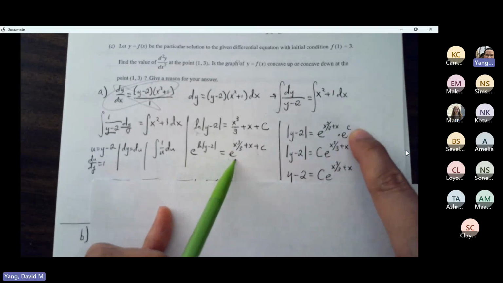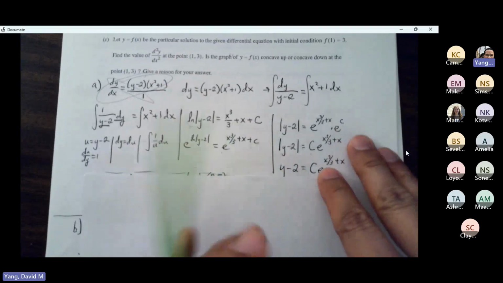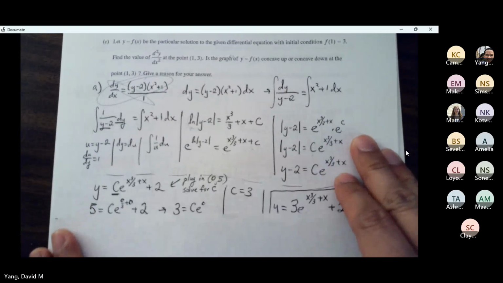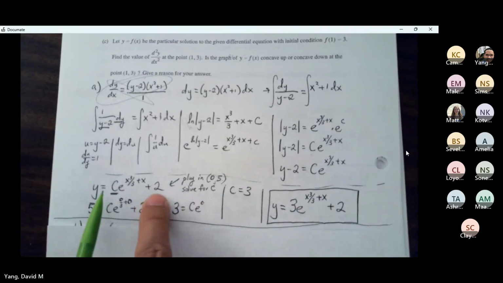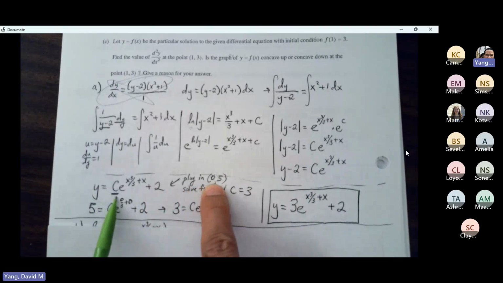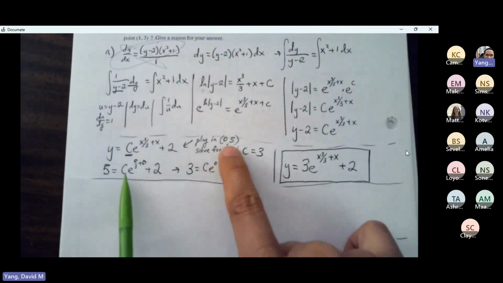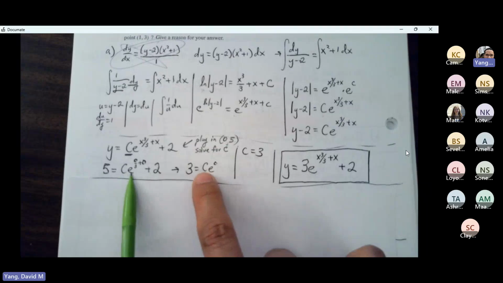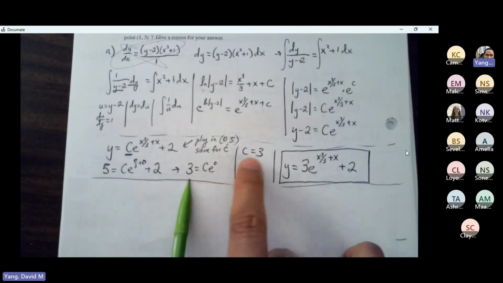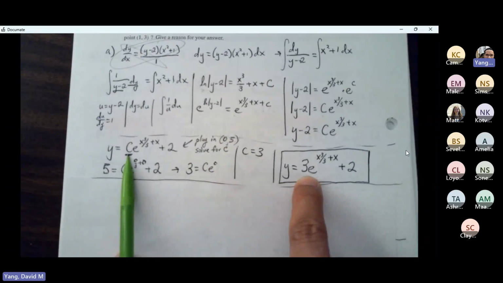Replace e to the c with just one big uppercase C, bring that in front, drop the absolute value because the C will just absorb that plus or minus that comes from the absolute value. Now that I have my general equation with that plus 2 over to the right side, I'm going to solve for C. The ordered pair given to me is 0, 5: 0 in for x, 5 in for y. So e to the 0 is 1, C times 1 is C, C plus 2 equals 5, subtract 2 from both sides, C equals 3. Once I have C equals 3, replace 3 in for C, and there's my specific solution.